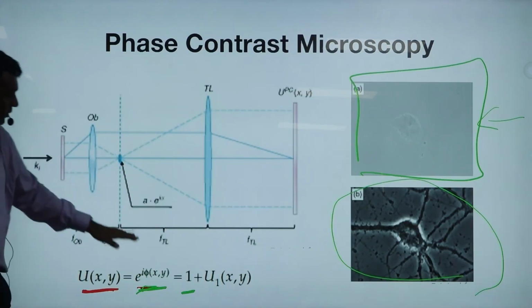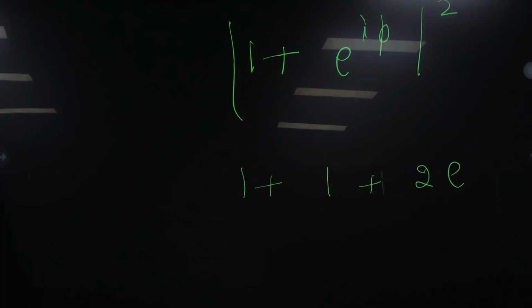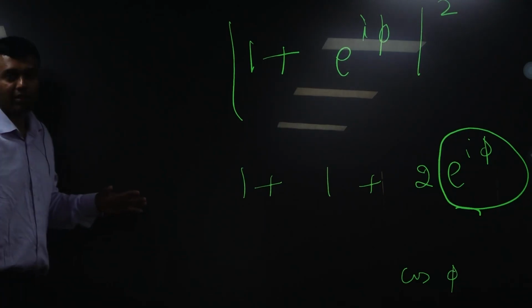What happens when you do this? When you take the magnitude square of 1 plus e to the i phi, what happens? You get 1 plus 2 e to the i phi, so this phi is not lost. If you take the real part, it will be something related to cosine of phi. So the phase is no longer lost when you take the magnitude square.